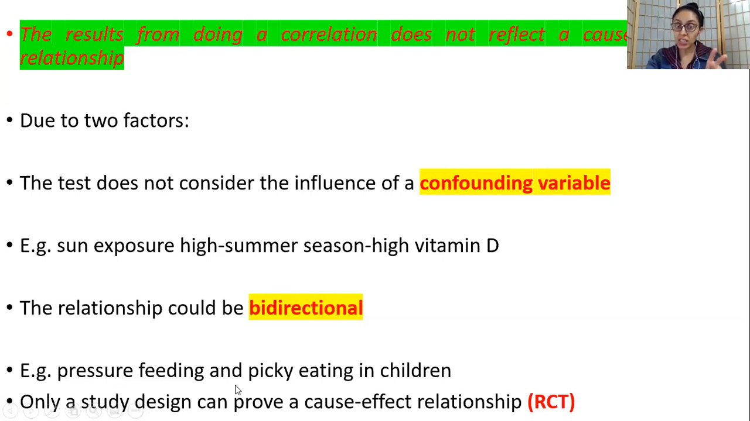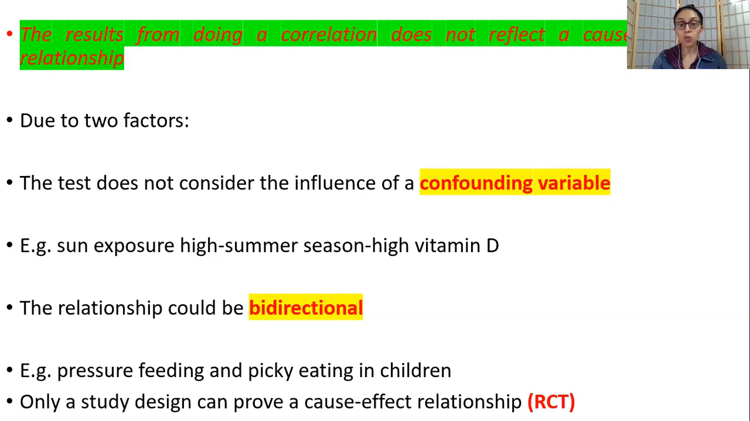So in this case, picky eating can become an IV, picky eating can become a DV, and similarly pressure feeding can be an IV, pressure feeding can be a DV, depending upon what your research question is. This is called a bidirectional relationship. To prove whether pressure feeding is causing the fussy eating behavior, you need a very strong study design. Not just an RCT, but you may need to do, say, a longitudinal study design to see whether it was the mother's feeding technique or the child's eating behavior which caused what.